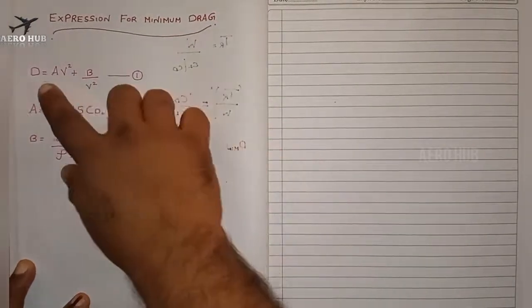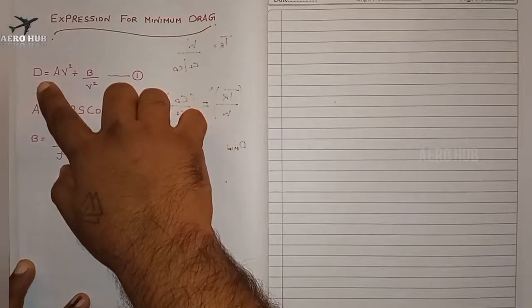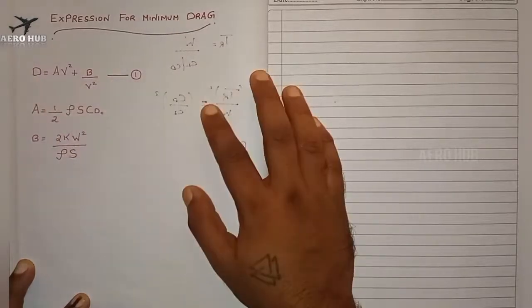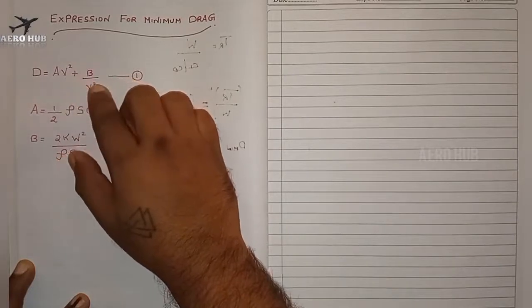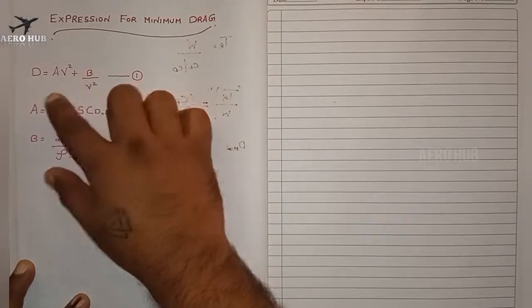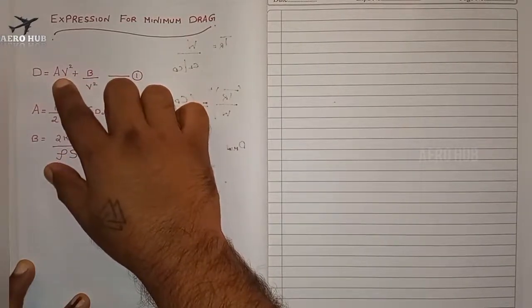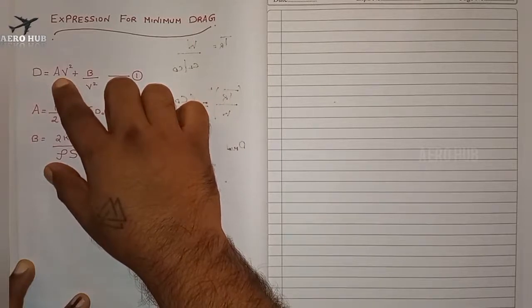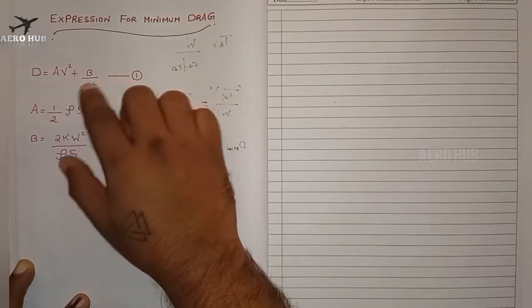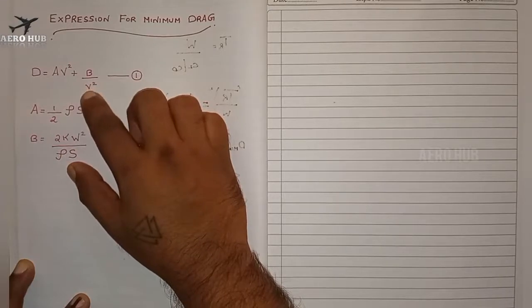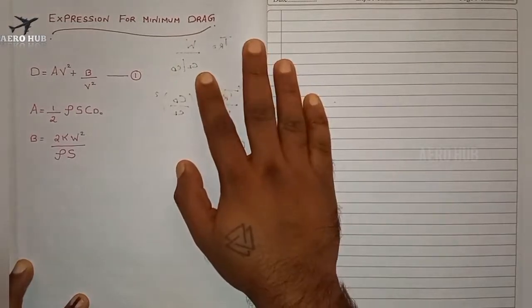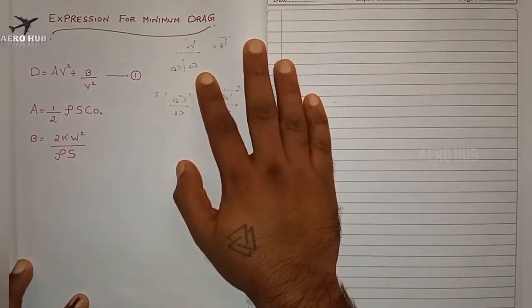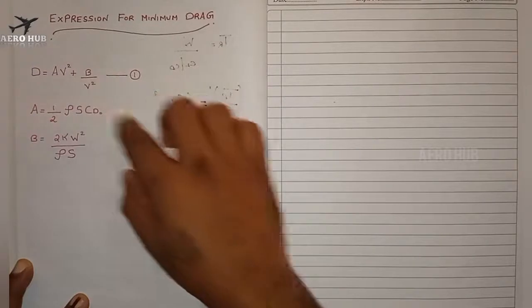You can see this equation: capital D, which is nothing but the total drag, is equal to A v square plus B by v square. The first term is for zero lift drag. I repeat, the first term is for zero lift drag and the second term is for lift induced drag. We discussed this equation in the previous lecture. Those who haven't seen the lecture, I have given the link in the description box.